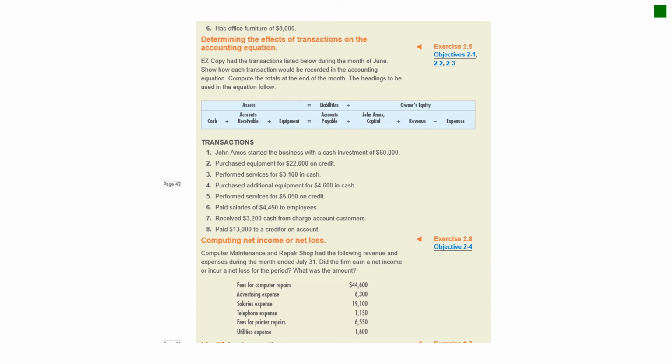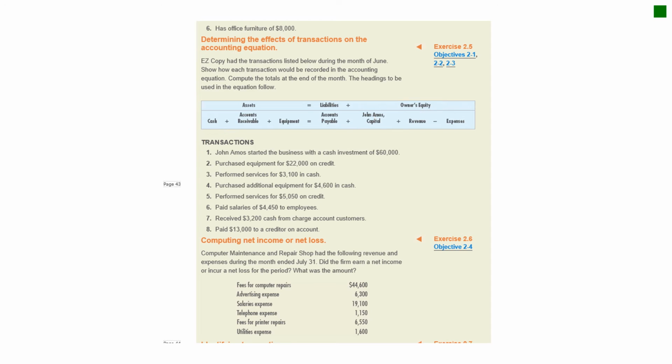So number 1, John Amos started the business with a cash investment of $60,000. So again, you'd put $60,000 under the cash, that's a plus, and of course that's an investment. We're going to use this account called capital. So you put the plus $60,000 under the capital account. Okay, so that's how you do it. So notice these 3 right here. You got capital, revenues, and expenses. Those are all under the equity category.